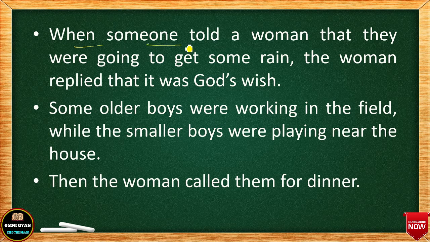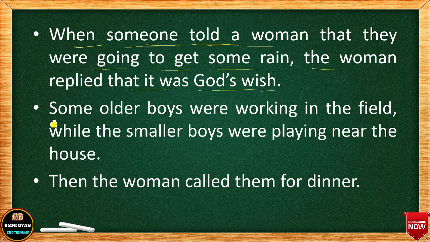When someone told a woman, तो इस कहानी में कोई एक women को बोलता है. The characters' names are not there in the story, so anyways that is not important also. So someone told a woman that they were going to get some rain. तो किसी ने एक लेडी से कहा कि आज हम लोगों को रेनफॉल मिल सकता है. And the woman replied that it was God's wish. So everything depended on God. If God wishes, then there will be rainfall. If God does not wish, there will not be rainfall. So no one can give a guarantee. कोई guarantee नहीं दे सकता इसका.